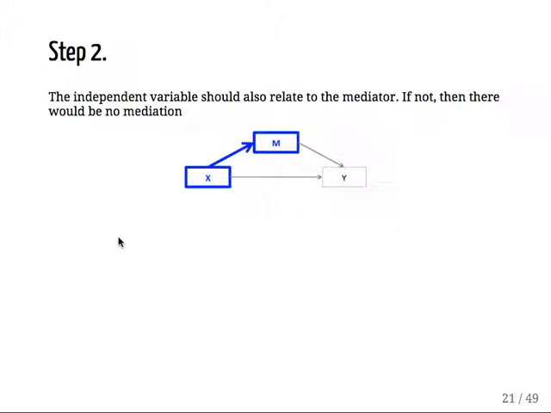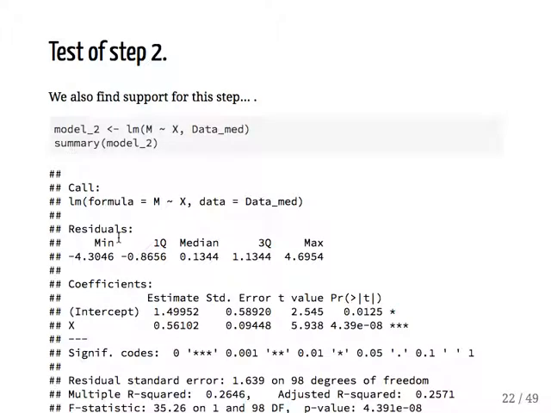Now step 2, the independent variable should also relate to the mediator. If not, then there can't be any mediation because it has to run by this. Like if we have this causal path, it has to run by this mediating variable. So if this doesn't exist, then theoretically there can't be any mediation. So we also find, obviously because it's simulated data and we set it up this way, support for this. You can see a highly significant effect, and you see that x predicts m.